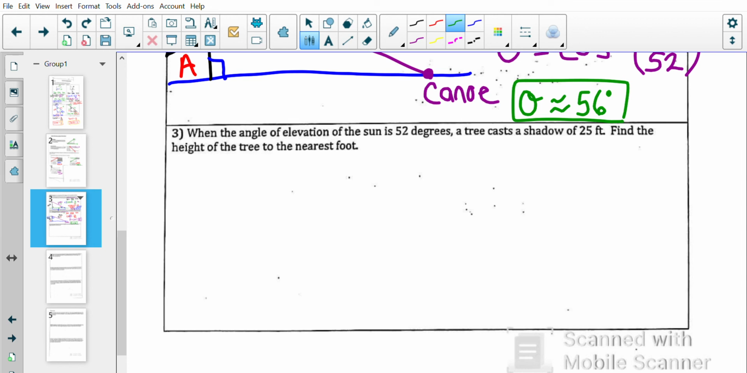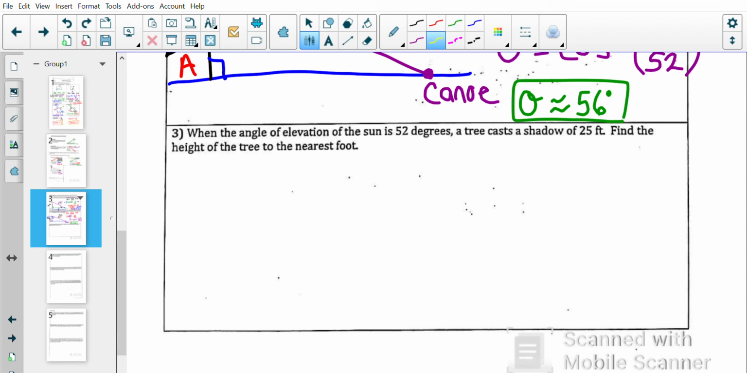Okay, next one. When the angle of elevation of the sun is 52 degrees, a tree casts a shadow of 25 feet. Find the height of the tree to the nearest foot. Now, these elevation of the sun problems always confuse students. You're thinking an elevation is coming from the sun. No, it's the elevation of the sun. So it's the angle of elevation of the sun.